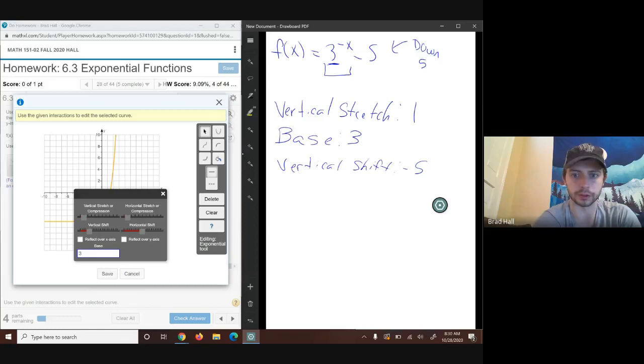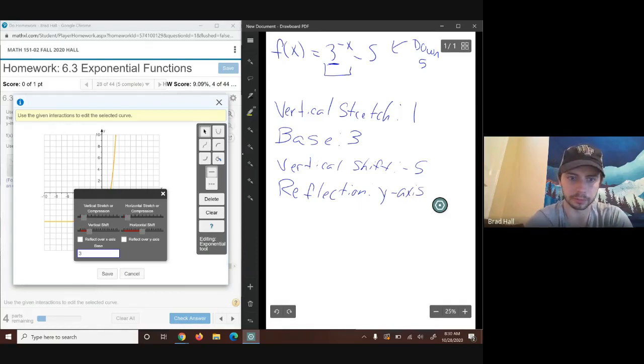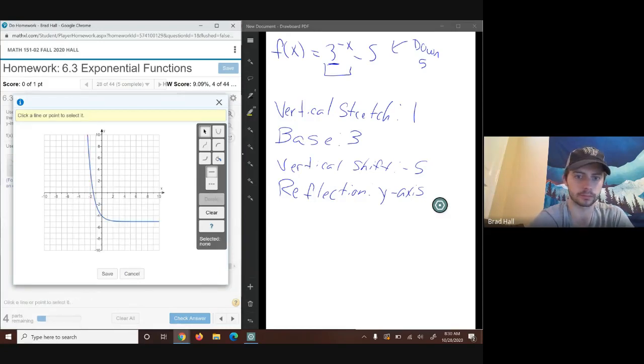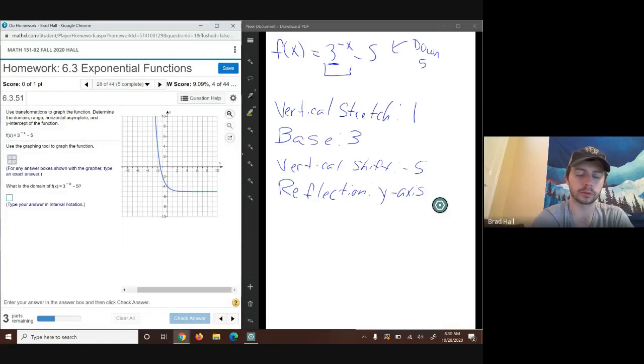And there's also a reflection because there's a negative x, which automatically corresponds to a reflection. So the negative is on the x, which means it's a reflection about the y-axis. So this is important to determine. We can just simply select reflect over the y-axis. And that would be our final result. And then from here, we can figure out the domain, range, horizontal asymptote, and y-intercept, which are fairly easy to determine based off of the graph here.